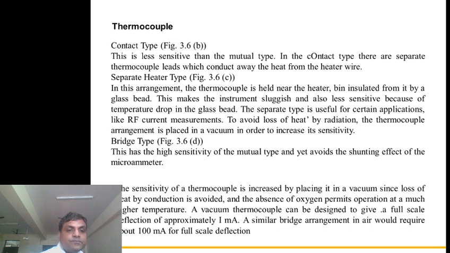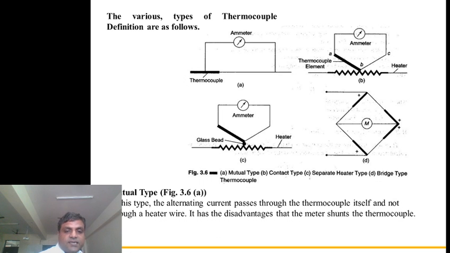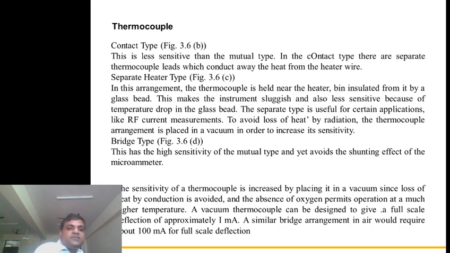Then the third is called the separate heater type. See here the heater, then there is a glass bead, and then we have the ammeter. So what is the advantage of this separate heater? The thermocouple is held near the heater, insulated by a glass bead. This makes the instrument sluggish and also less sensitive because of the temperature drop in the glass bead.